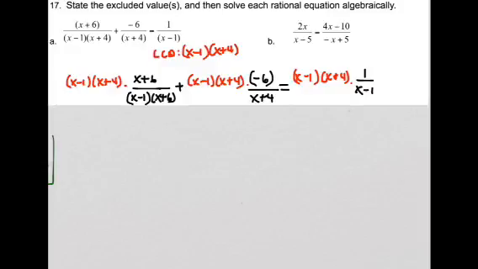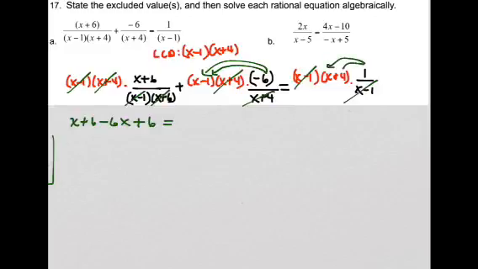Alright, so for part A, the LCD is the product of x minus 1 and x plus 4. And so I went through and I multiplied the LCD to each term. Okay, and I used the same color so that it's easier to spot. So in the first term, x minus 1 cancels, x plus 4 cancels. In the second term, x plus 4 cancels, and in the third term on the other side of the equal sign, x minus 1 cancels. So what are we left with? From the first term we have x plus 6. From the second term we're going to distribute this here. So that gives me negative 6x plus 6. On the right side, we're going to distribute the 1, so it stays the same.